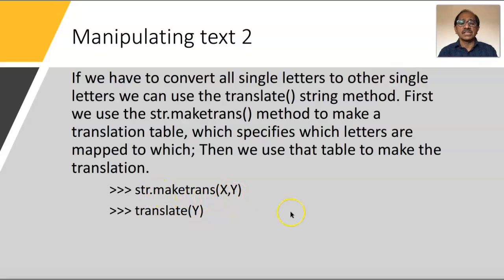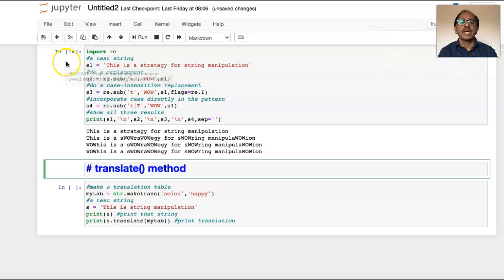Let's see how this works in a program. So here is the translate method. The program here we are saying myTab. myTab is a variable where we are using the string maketrans, that is, A-E-I-O-U are the letters which have to be substituted with H-A-P-P-Y. That is, wherever you have A, substitute with the H, wherever you have E, substitute with the A, and I with P, O with P, and U with Y.